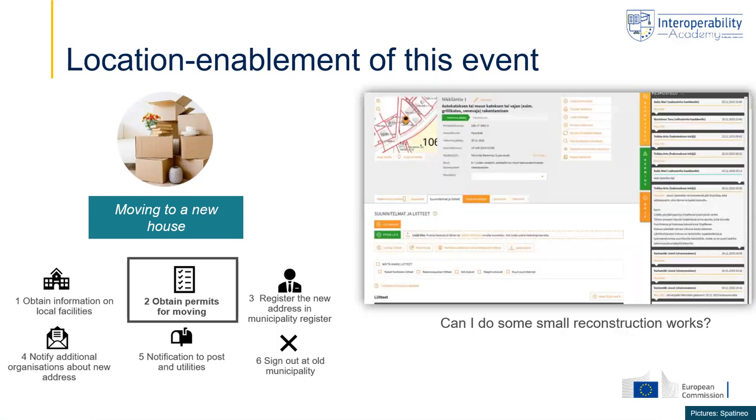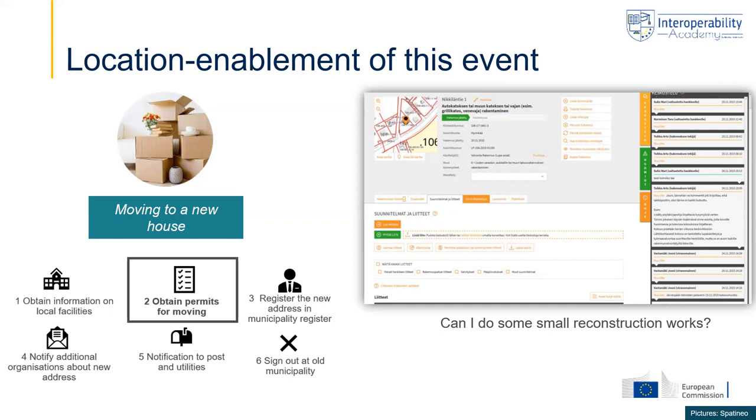Now, another type of permission is the building permission. Imagine you want to do some very small or even larger reconstruction works to your new house. Then there's a question again: am I allowed to do that? And if so, what is the procedure to make sure that I can get this permit? Also here we see that location data can streamline not only the provision of information on whether or not you're allowed to do this, but also the information on what I should do and what kind of information I should provide to the government, as well as actually completing this transaction, to make sure that in the end, after a few days or weeks, you will receive the building permission you need when you would like to do some small reconstruction works.